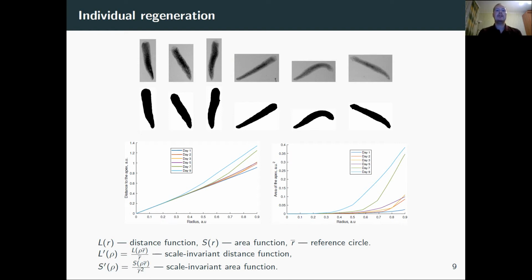To ensure the scale invariance, the proposed criteria are normalized by the radius of the reference circle, the circle that is located in the region of the planarian's neck. We see that for a single planarian, both proposed criteria increase in the course of regeneration.